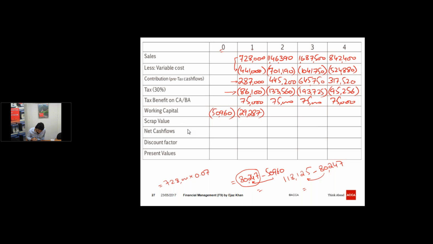So the additional is 37878. So we'll write it 37878. Okay, thank you. Okay, can anybody calculate the requirement for year 4? 842,400 into 0.07. Okay, 58968 is for year 4.